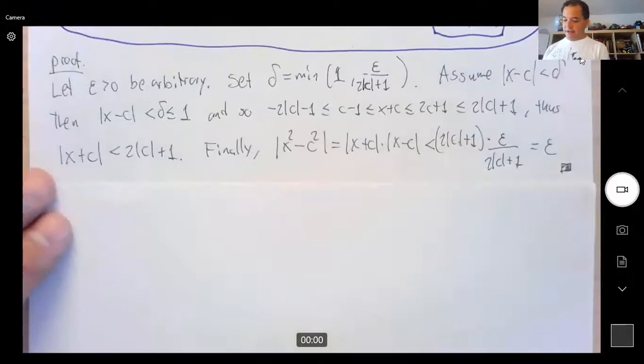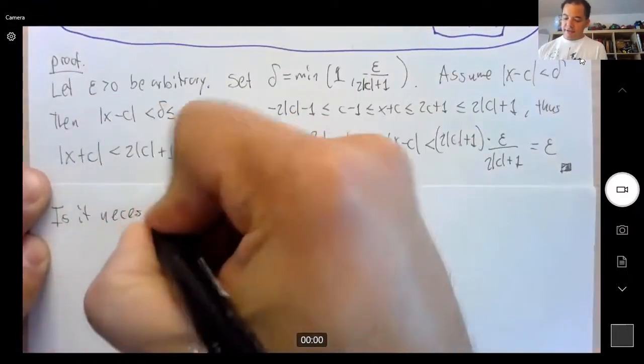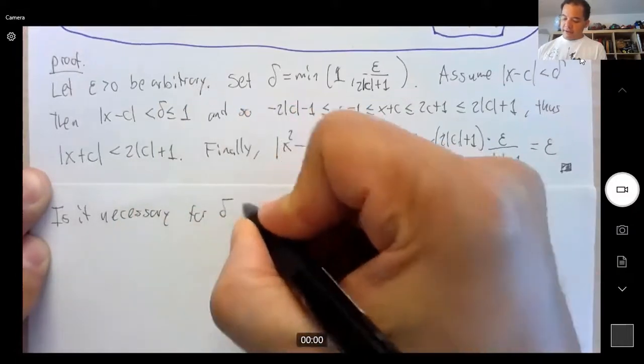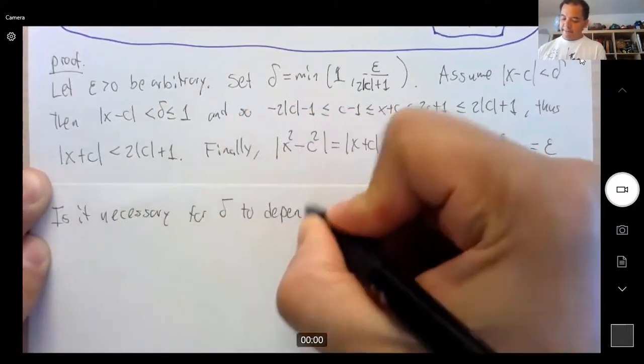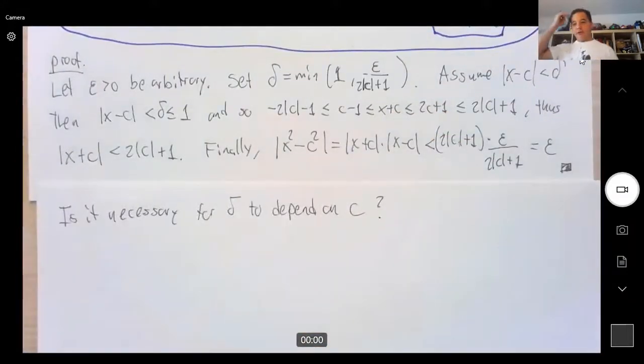Is it necessary for delta to depend on C? That's the question. Does it need to be dependent on C? Or is it an artifact of my proof? Maybe my proof is not good enough, right? Maybe there's a better way so that you avoid this part over here.